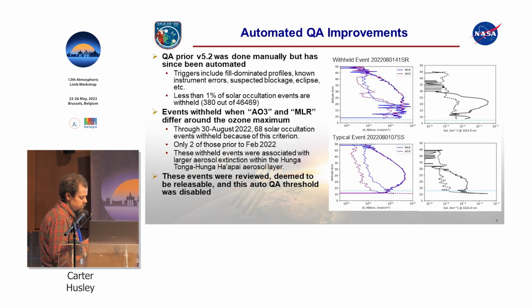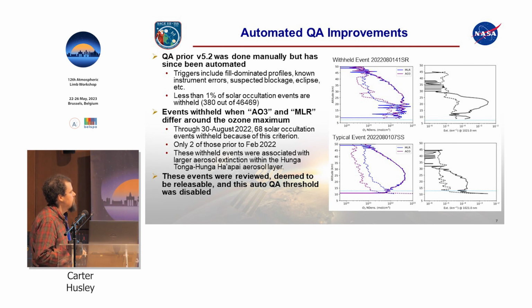Finally, the automated QA that we added in version 5.2. We have several criteria or triggers that can cause an event to be QA'd, including instrument errors, suspected blockages, or eclipses, among other things. Less than 1% of our solar occultation events are actually withheld. So here's an example of what was a withheld profile.